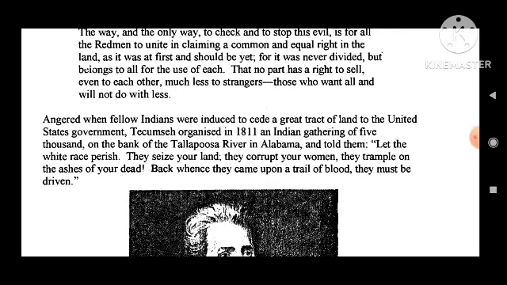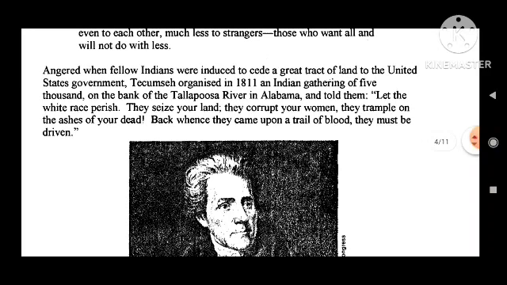Angered when fellow Indians were induced to cede a great tract of land to the United States government, Tecumseh organized in 1811 an Indian gathering of 5,000 on the bank of Tallapoosa River in Alabama and told them, "Let the white race perish. They seize your land, they corrupt your women, they trample on the ashes of your dead. Back whence they came upon a trail of blood, they must be driven."